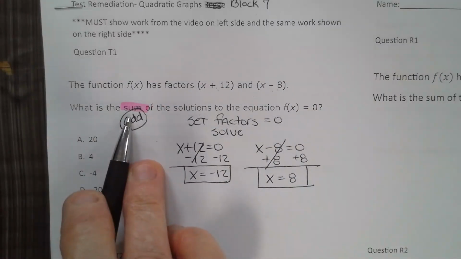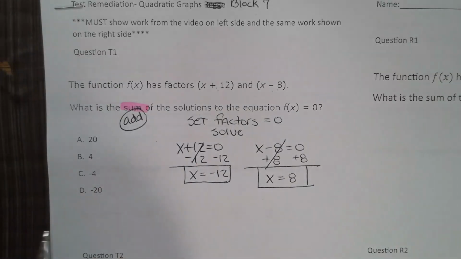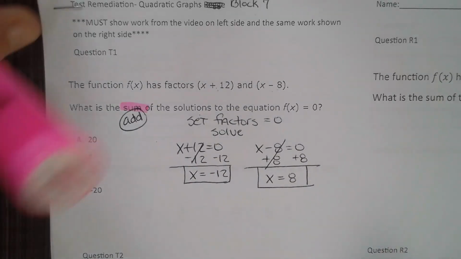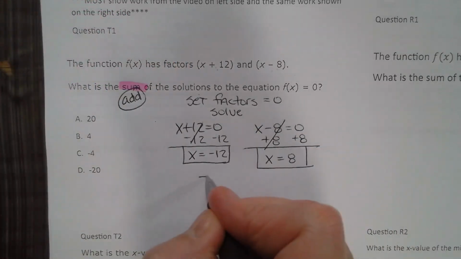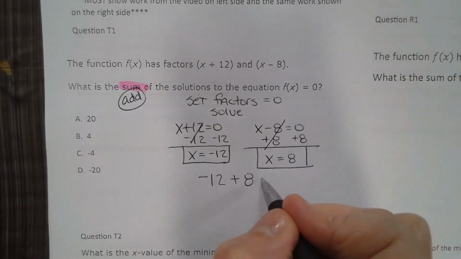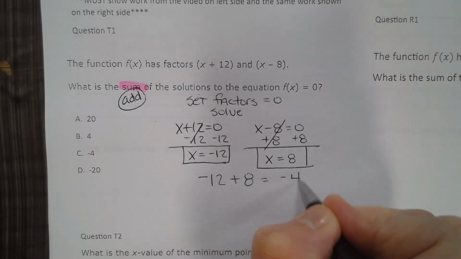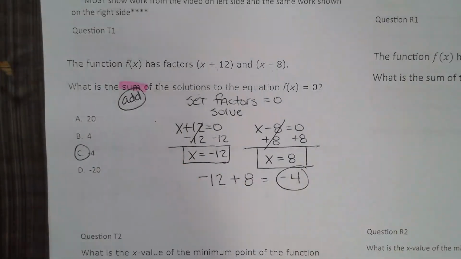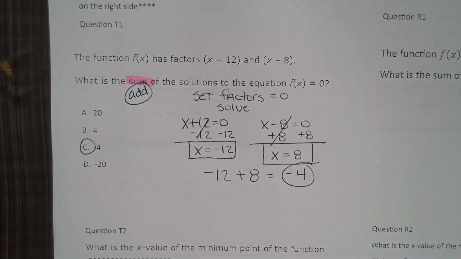And now we want to take the sum of those solutions. So we are going to add these together. We have a negative 12 and a positive 8, and that gives me a negative 4. All right.